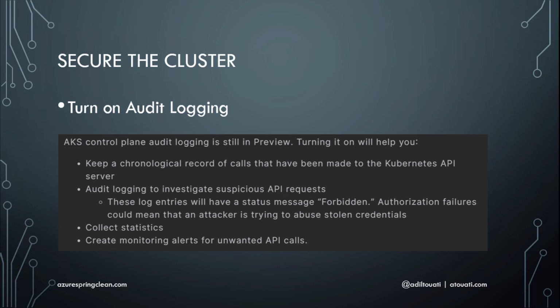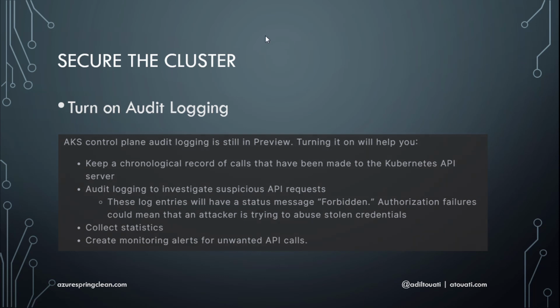Those requests can be in the form of messages with forbidden or authorization failure. So these can indicate that there is an attacker trying to abuse stolen credentials, for instance. Also, turning on audit logging helps you collect statistics and create monitoring alerts for unwanted API calls.